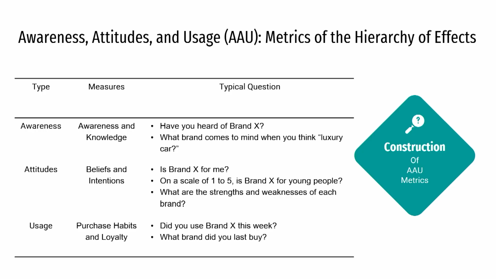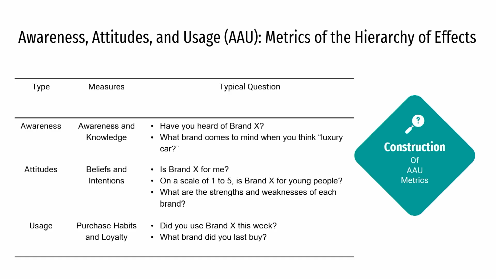Now, let us look at how we construct the AAU matrix. Here is a table breaking it down into three components, three types, basically three hierarchies: awareness, attitude and uses. Awareness, as I said, is related to knowledge. If you become aware about something, then you become a bit knowledgeable. Then your attitude is related to beliefs and intention, and uses is related to purchase habits and loyalty.